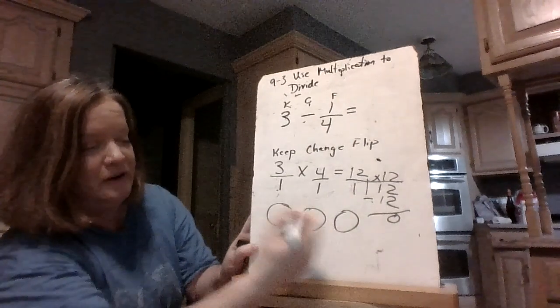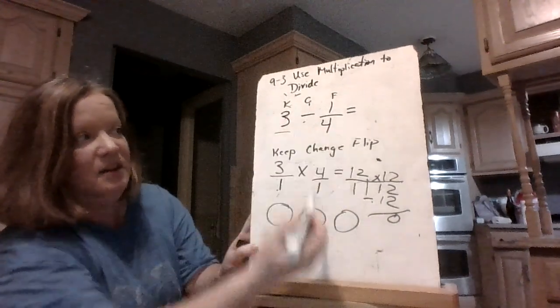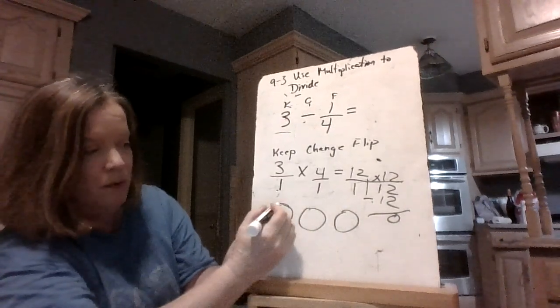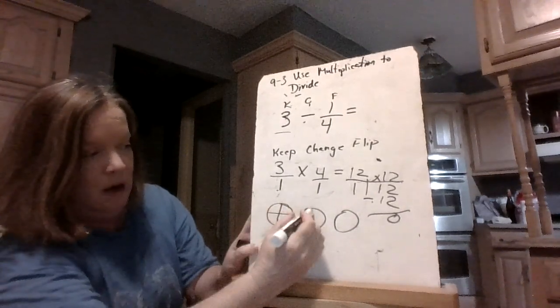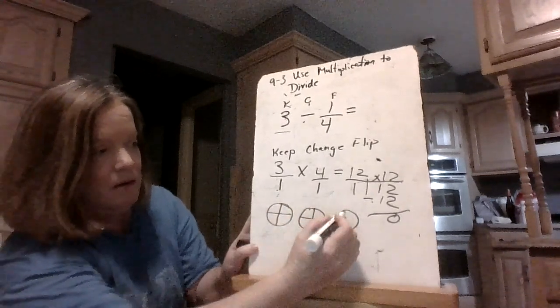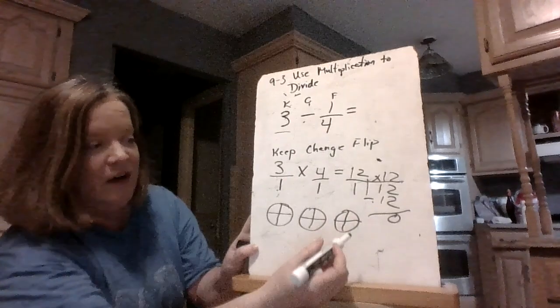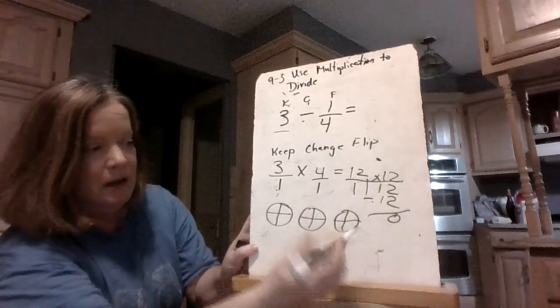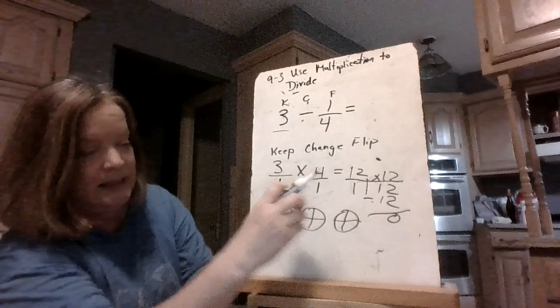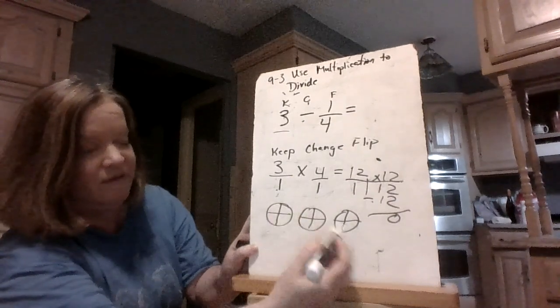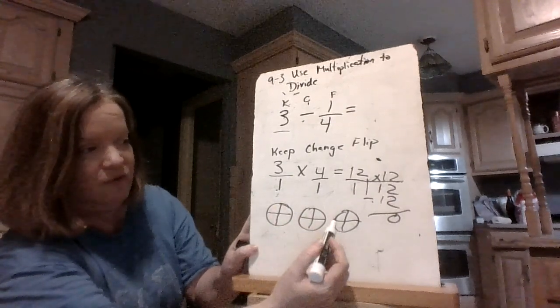Okay, there's my 3 pizzas. I'm cutting them into fourths. That means I'm cutting them into 4 parts. Okay, so there I am cutting. So now if I count up all my pieces, if I have 3 pizzas each cut into 4 pieces, how many pieces do I have altogether?